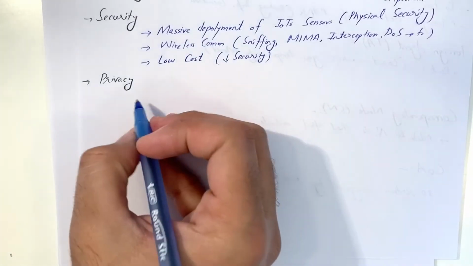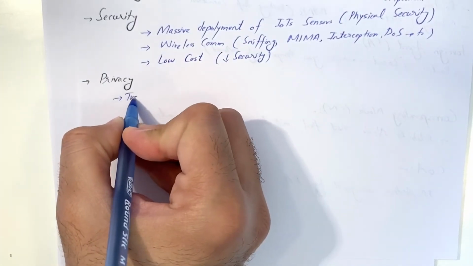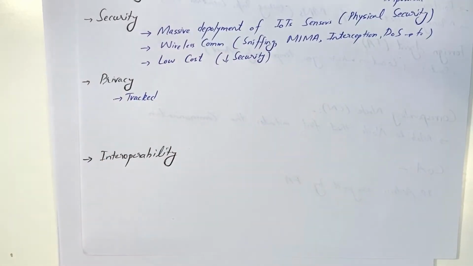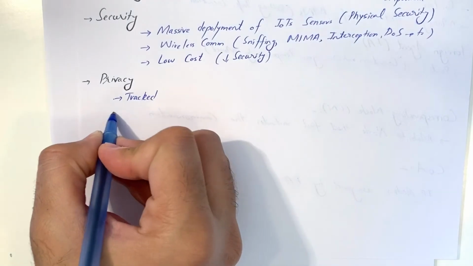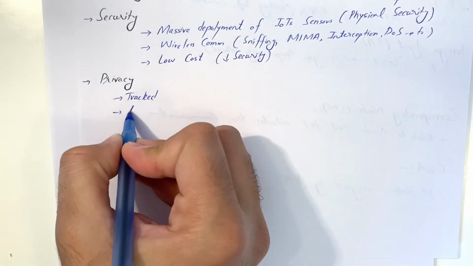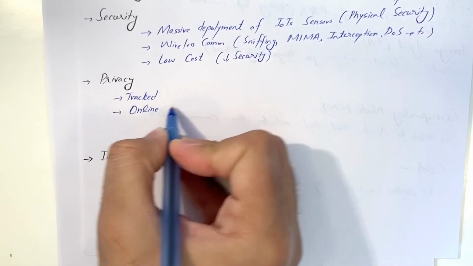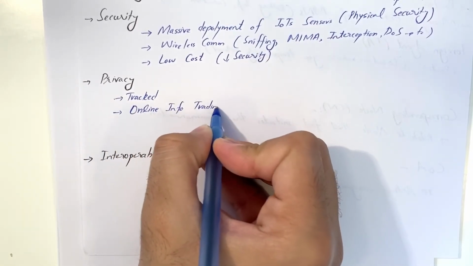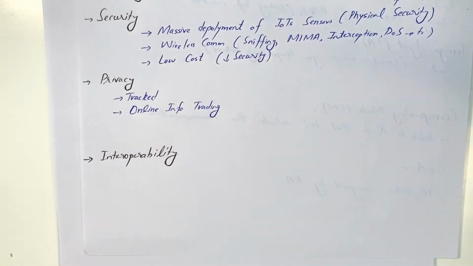Next, the privacy issue. You are always being tracked. All your activities are being monitored. Other than that, there is online info trading. Whatever you type on Google, or whatever you search using search engines, you are leaving footprints, and they sell your information to third parties.